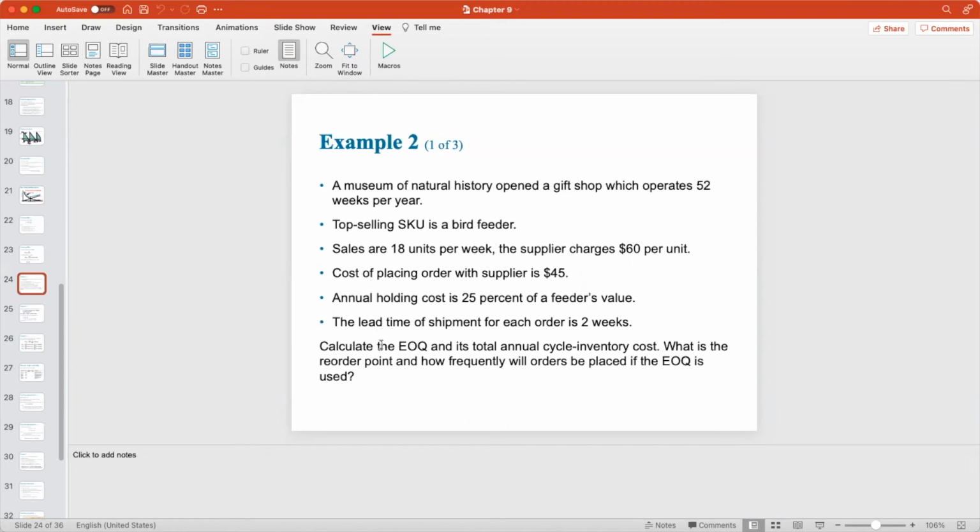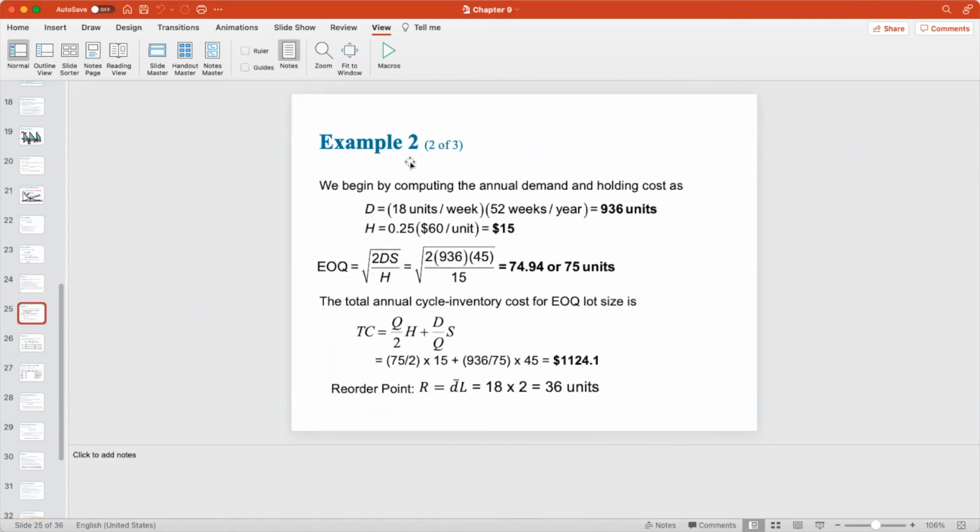If we want to calculate the EOQ, the optimal order quantity, and also the corresponding total annual cycle inventory cost, how do we do it? What is the reorder point, and how frequently should we order here? All right. Now, here I simply list the corresponding steps, which are very standard. Before we can calculate the EOQ, we need to figure out the correct amounts of D, S, and also H.